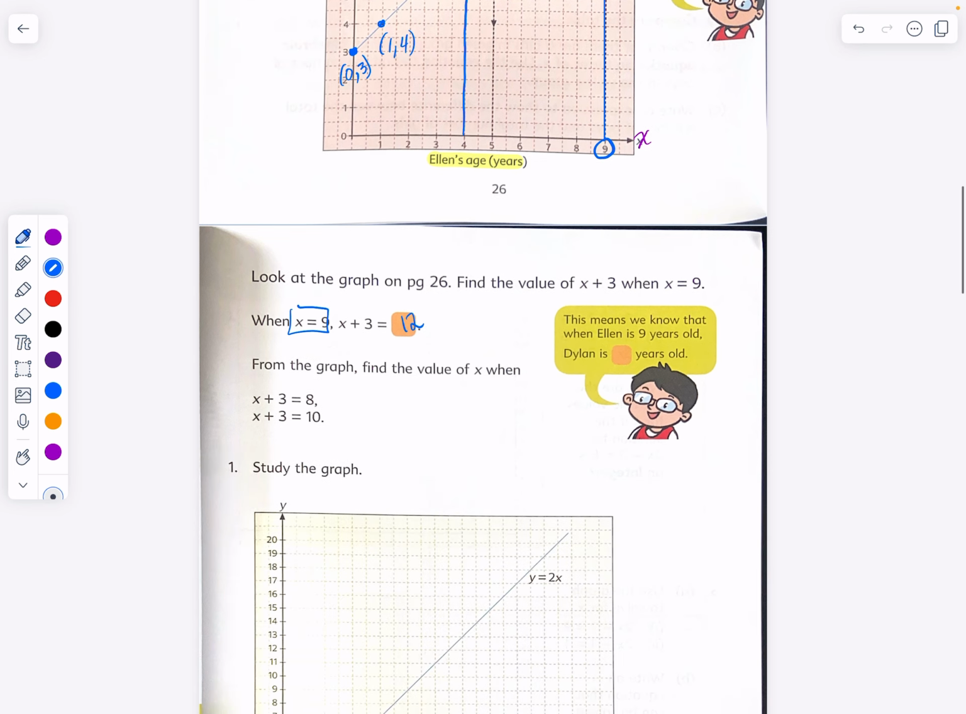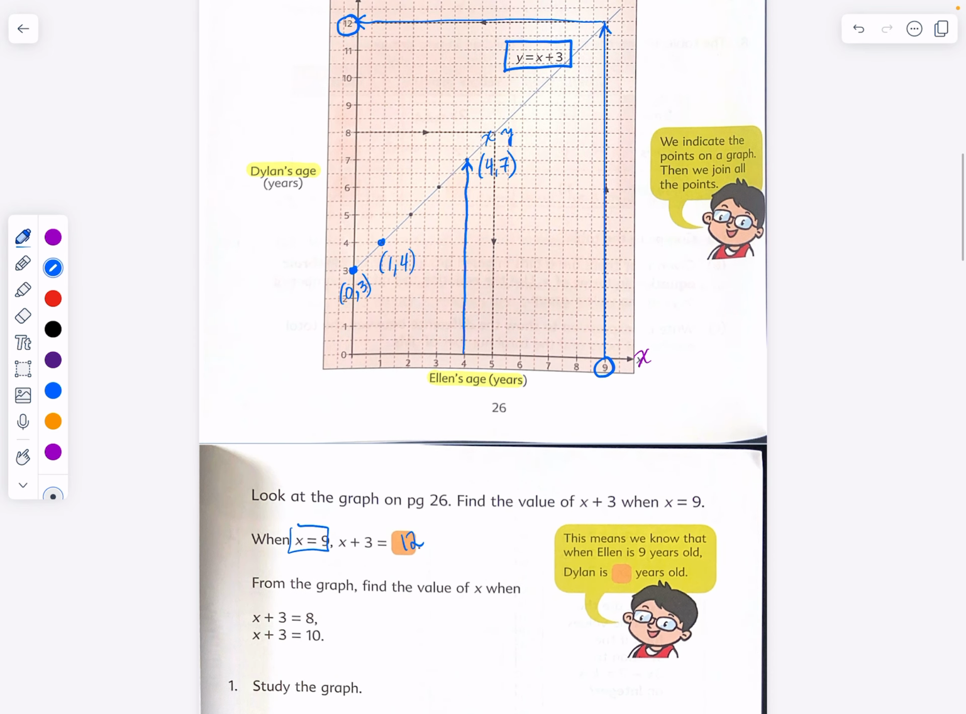From the graph, find the value of x. Again, solve for x. Find the value of x when y equals 8 and y equals 10. So let's see. When y equals 8, this is y. Let's go to the graph, find the point, and go down to the x-axis, which is Ellen's age. Then, of course, Ellen has to be 5.